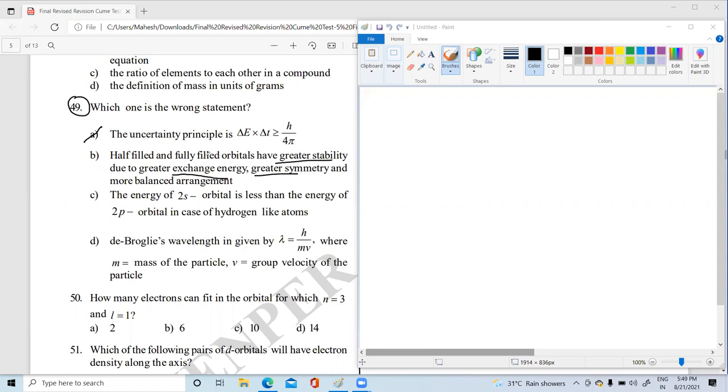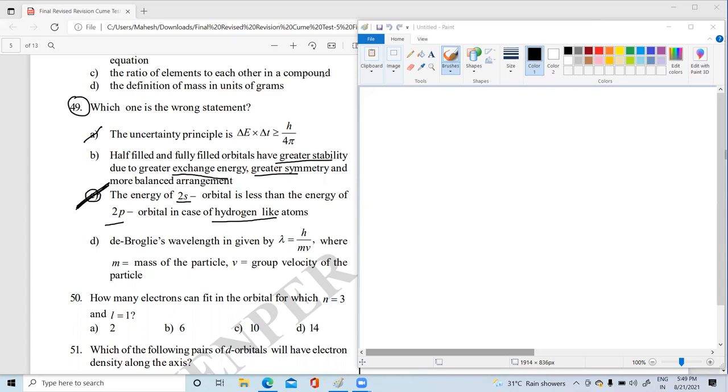Then next, the energy of the 2s orbital is less than the energy of the 2p orbital in case of hydrogen-like atoms. This is the wrong statement, students. Because hydrogen-like species contain only one electron, so we will talk only about the energy level up to 1s, but he is talking about 2s and 2p. So this is the wrong statement. And the de Broglie wave equation, lambda equal to h by mv, is the correct statement. So the answer should be C, the wrong statement. So this is the correct answer for that.